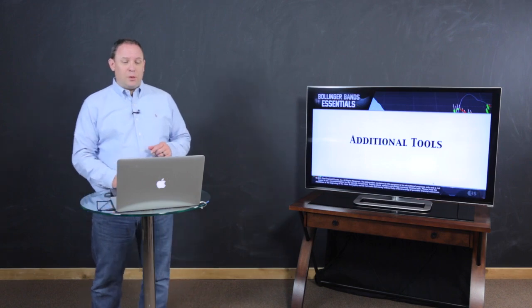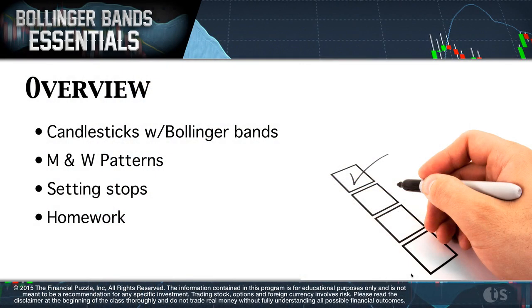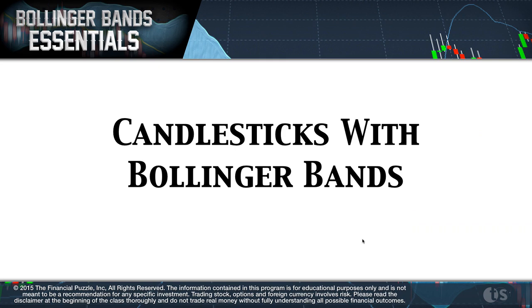So in this lesson, here's what we're going to be doing as we look at the additional tools. We're going to talk about candlesticks with Bollinger Bands. We're talking about M and W patterns. We'll talk about setting stops, and we'll have some homework as we move to the end. Let's start off by talking about the candlesticks with the Bollinger Bands.